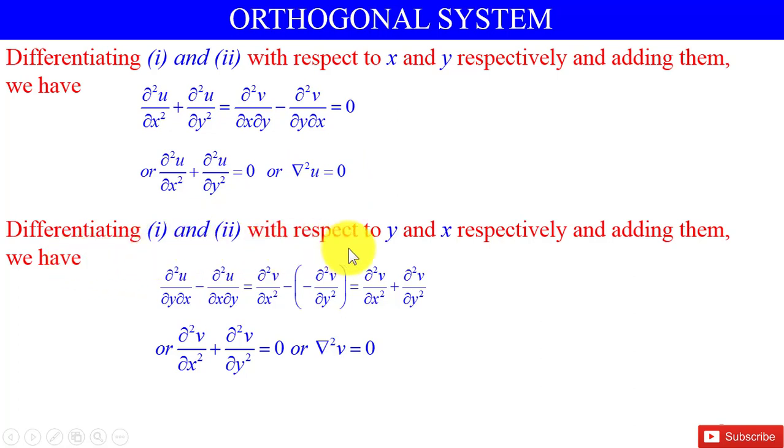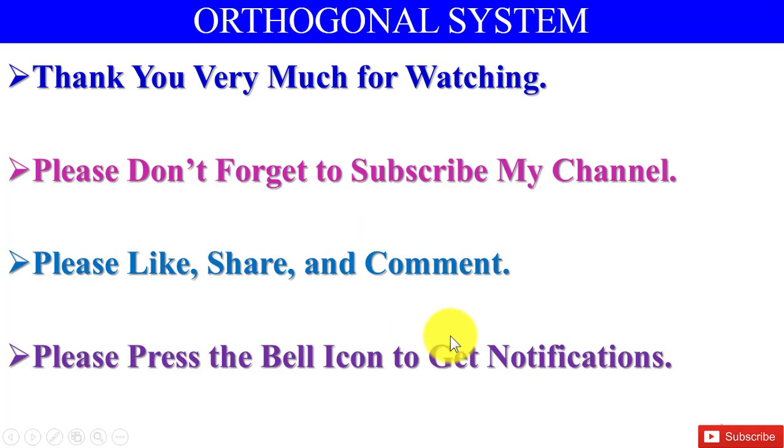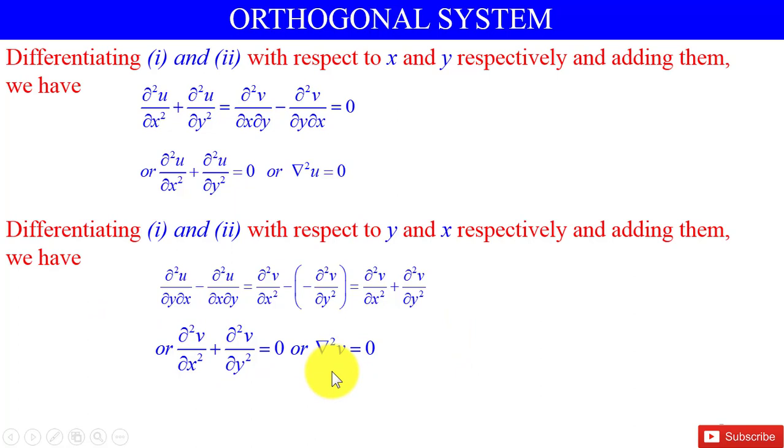Differentiating 1 and 2 with respect to y and x respectively and adding them, we have ∂²u/∂y∂x - ∂²u/∂x∂y = ∂²v/∂x² - (-∂²v/∂y²) = ∂²v/∂x² + ∂²v/∂y², or ∂²v/∂x² + ∂²v/∂y² = 0, or ∇²v = 0. This proves the theorem.